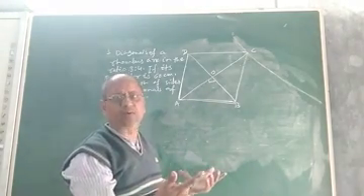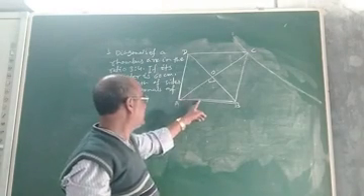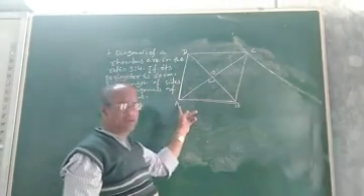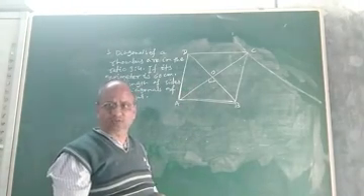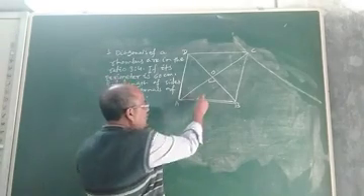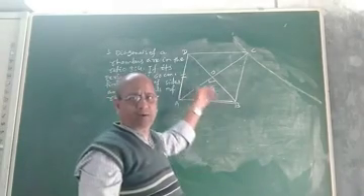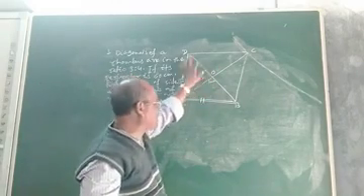What is an adjacent side? Why are they adjacent? Because they have a common end point. These two sides AB and AD have a common end point A, so we call these two sides adjacent sides. Now, if ABCD is a parallelogram and any one pair of adjacent sides are equal, we call it a rhombus.